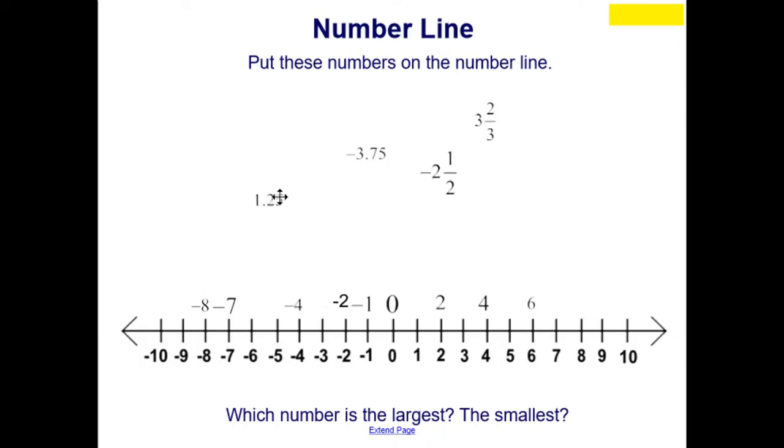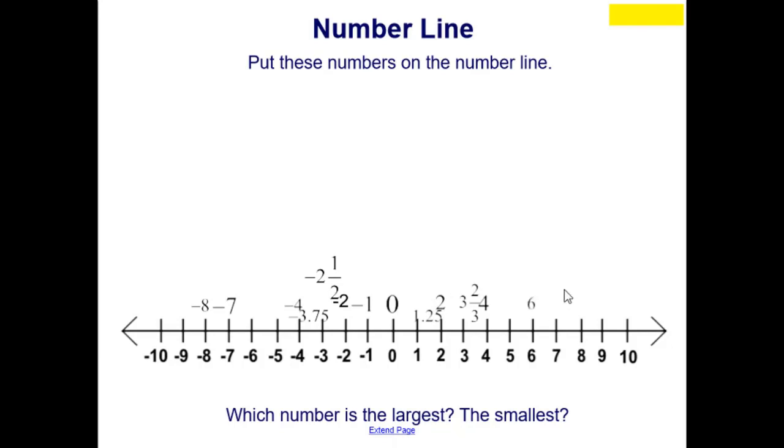Positive 1.25 is going to be to the right of 0, somewhere between 1 and 2. Negative 2 1/2 is going to be somewhere to the left of 0 because it's negative, and somewhere in between negative 2 and negative 3. Negative 3.75 is to the left of 0, somewhere between negative 3 and negative 4. And 3 2/3 is positive, somewhere to the right of 0, between 3 and 4.